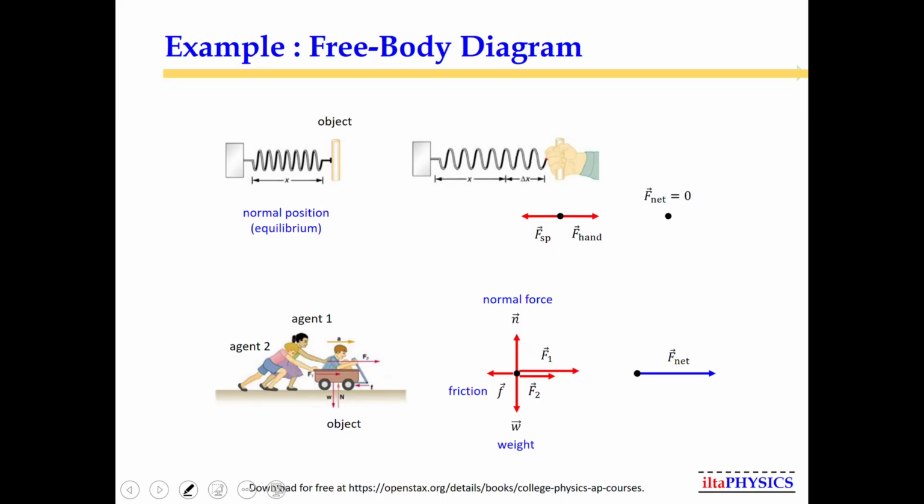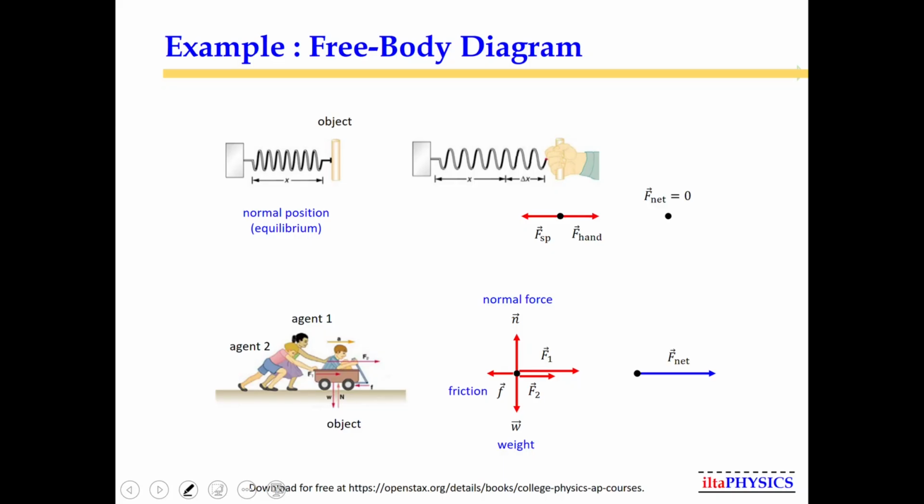Now let's move on and look at a free body diagram for a slightly more complex type of motion. In the picture on the left, as we mentioned before, a small child is sitting in a toy car, and two of their friends are pushing the toy car to the right. Let's take the car, or the car with the child in it, as our object.